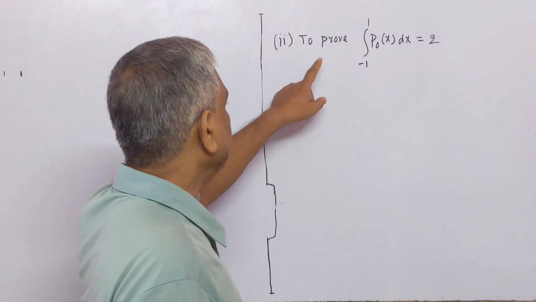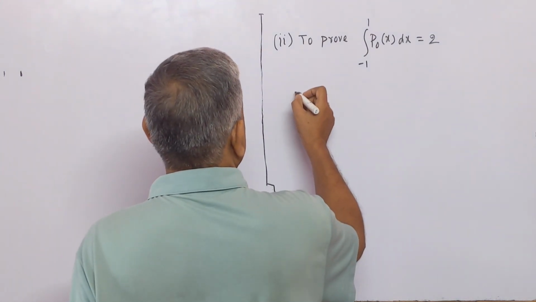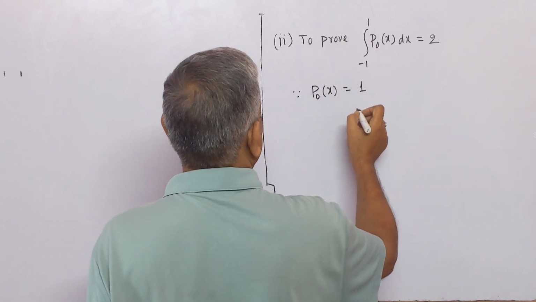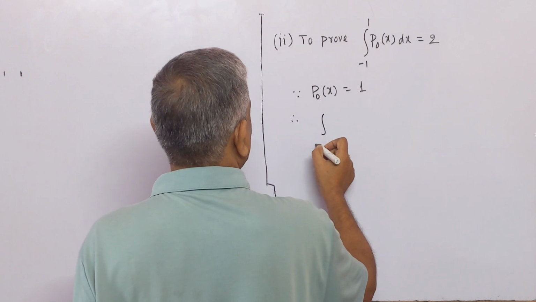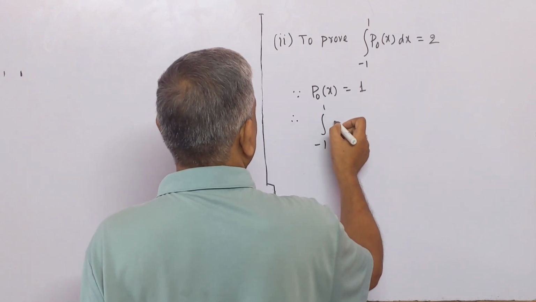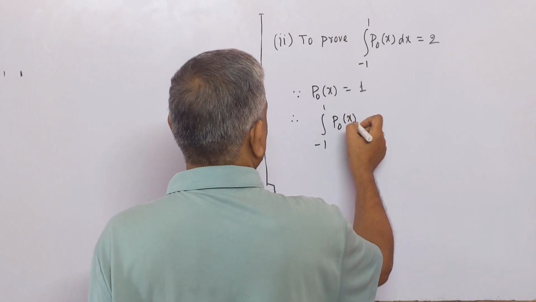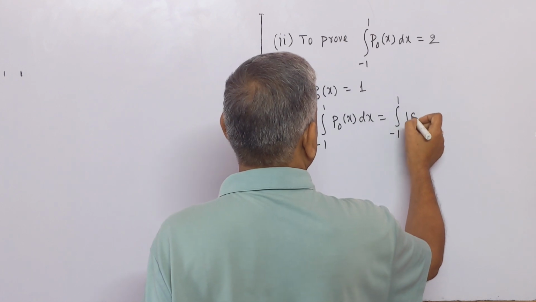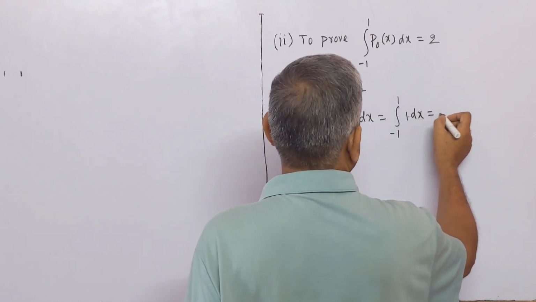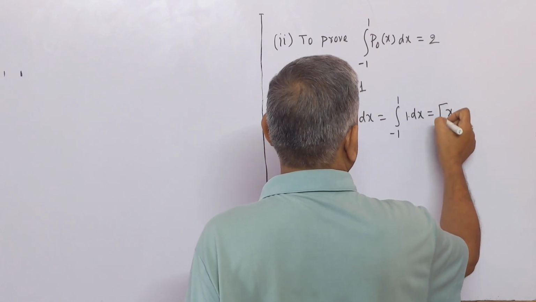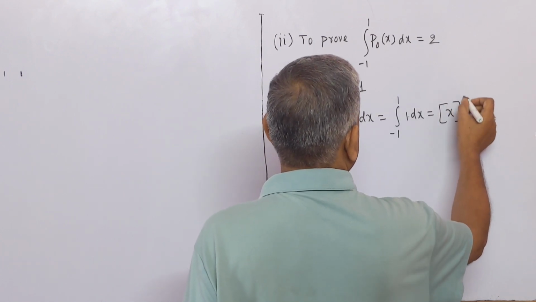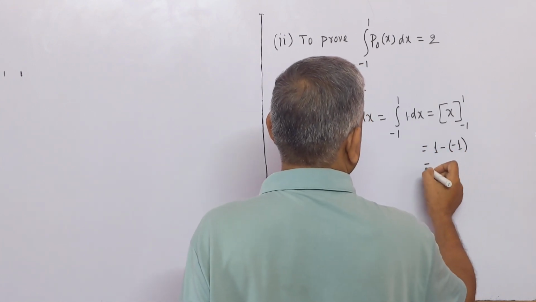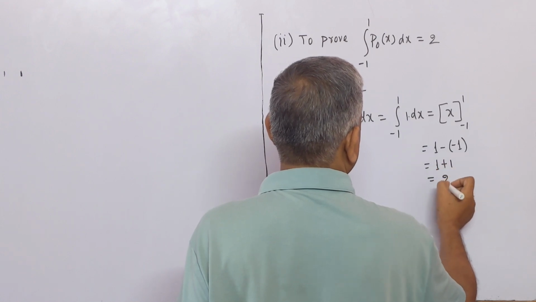Now we prove number 2. Since P naught(x) equals 1, therefore the integration from minus 1 to 1 of P naught(x) dx equals the integration from minus 1 to 1 of dx. This is equal to x, limit minus 1 to 1, and this equals 1 minus (minus 1). This is 1 plus 1 equals 2. Proved.